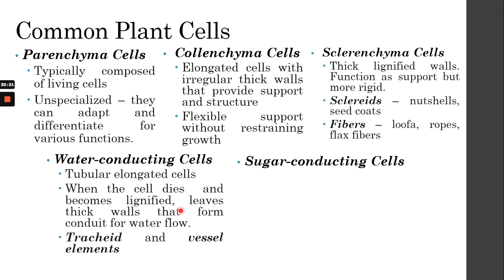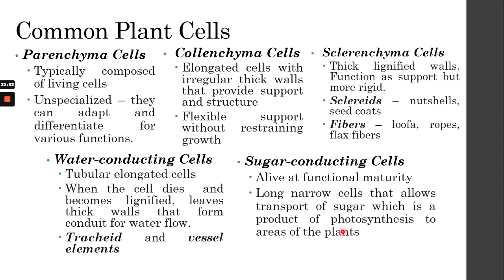And lastly, we have the sugar conducting cells in the phloem. As opposed to the water conducting cells, the sugar conducting cells, which are in the phloem and also found in the vascular bundle of your plant, are actually alive at functional maturity, which is the opposite of water conducting cells, which die off when they mature, leaving this wall structure. The sugar conducting cells are alive until maturity, and they also look like narrow cells, and they allow transport of sugars, which are a product of photosynthesis, to areas of the plant. Examples of these sugar conducting cells are sieve cells.